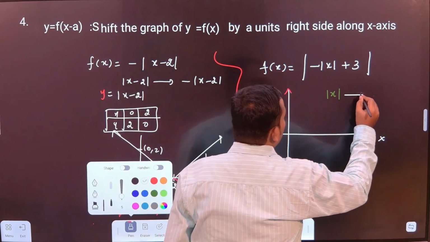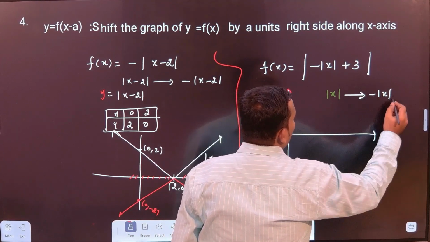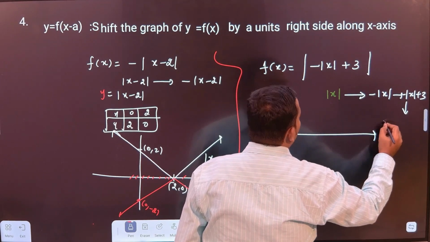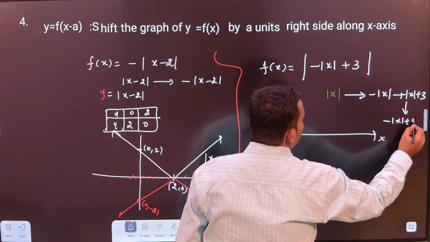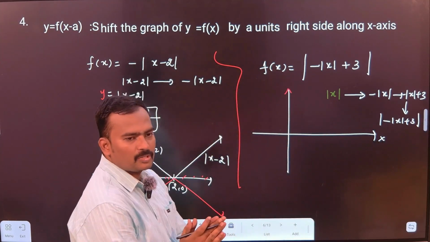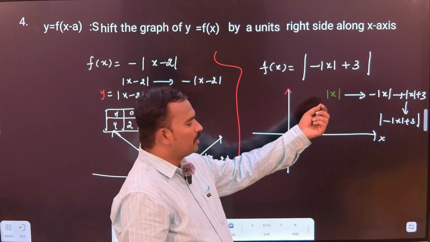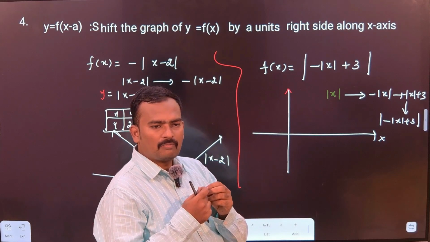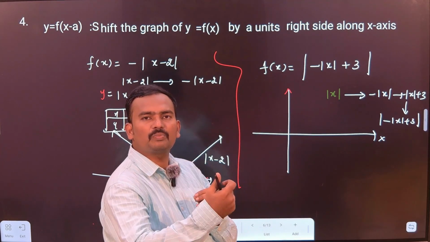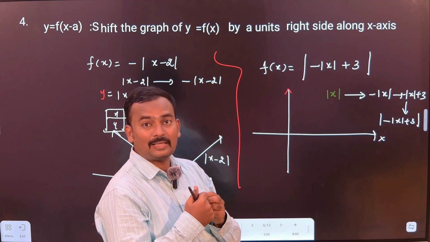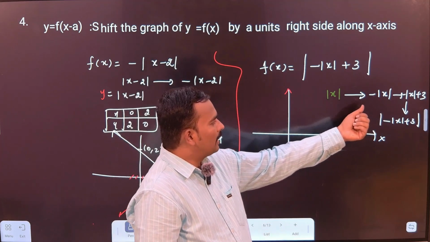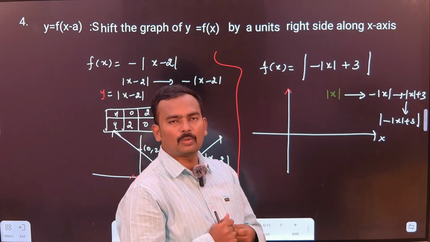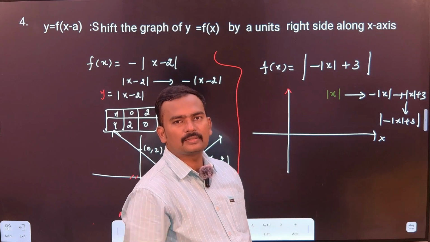First you take mod x, then minus mod x, which changes to minus mod x plus 3, and then finally you reach minus mod x plus 3 and apply the modulus. This is the transformation. The reference graph is mod x, and then you take minus mod x. As we discussed, f of x changes to minus f of x, so you take the mirror about the x axis. Then minus mod x plus 3 is just a shift of 3 units up along the y axis, and then apply the modulus, right?